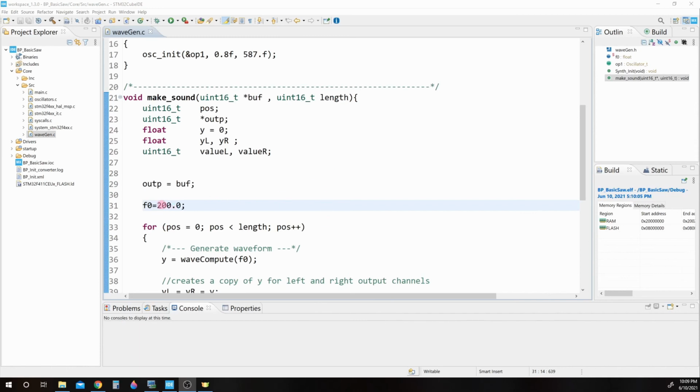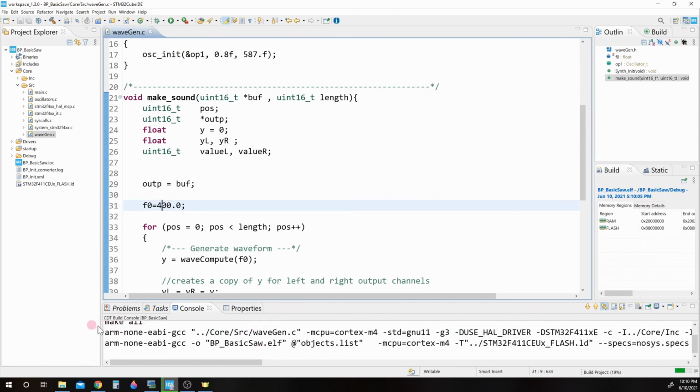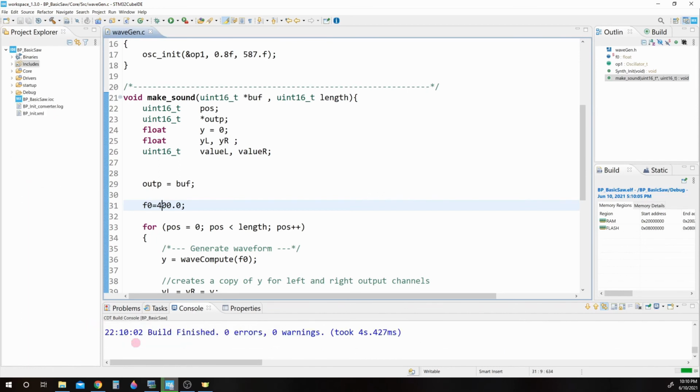But let's say I want to double the frequency to 400 Hz. So right here I'm changing F0 to 400. Going to go up here to the build, which is this little hammer up here. Just click build. You'll see down here some dialogue going on here. 0 errors, 0 warnings. It looks like everything's good.